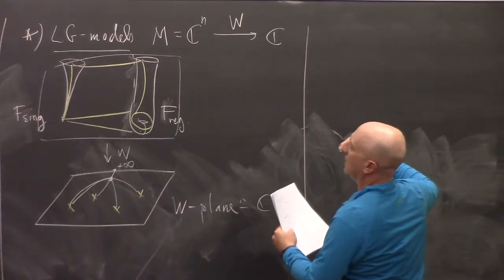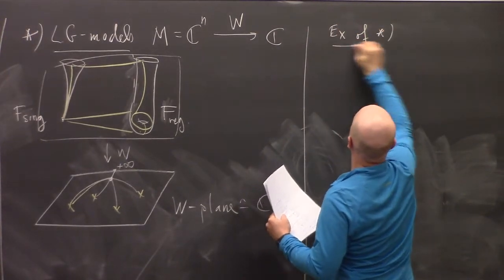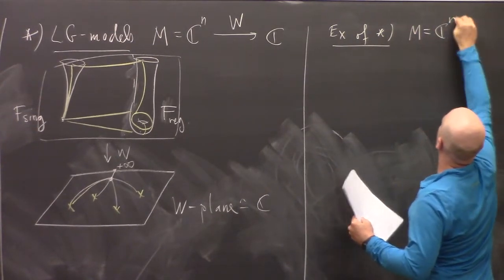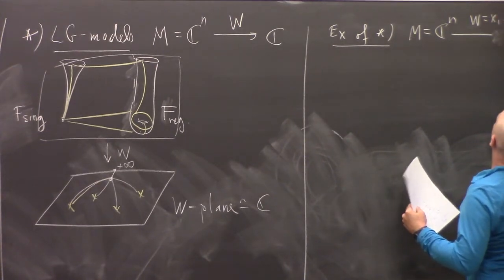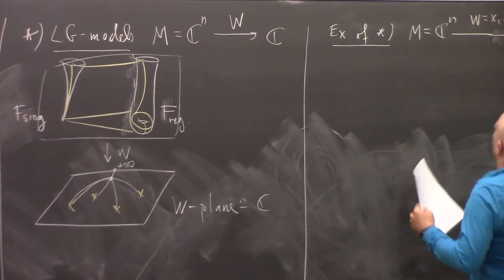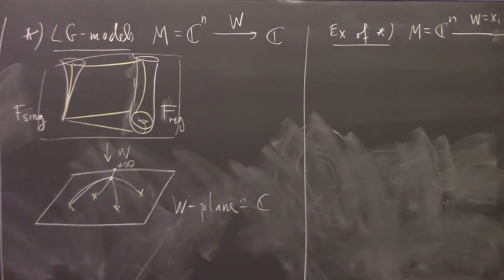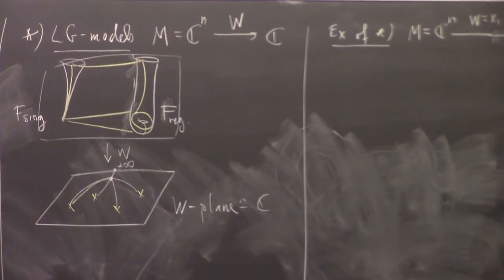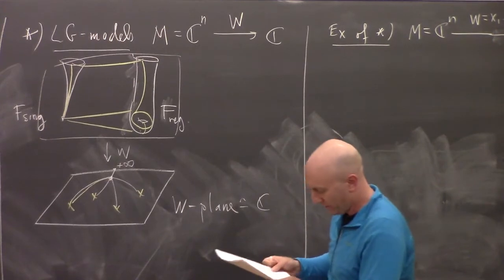So let's take, I don't know what to call this, the example of the example. Let's take again M equals C^n, and then W is the superpotential, the product of the coordinates. This is the first time you encounter not only a non-Morse function, but a function that doesn't have isolated critical points. So it's not straightforward to perturb it to a Morse function. You actually need to, in some sense, go beyond what you already know how to do.